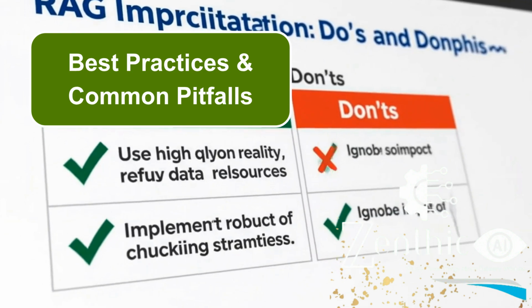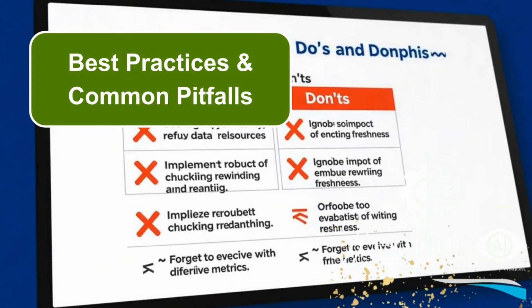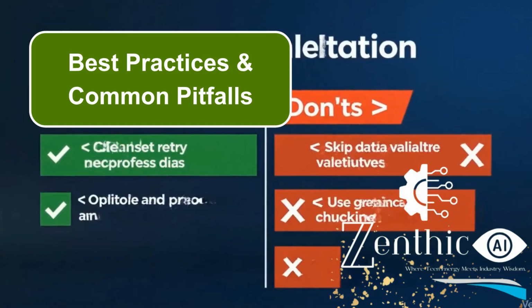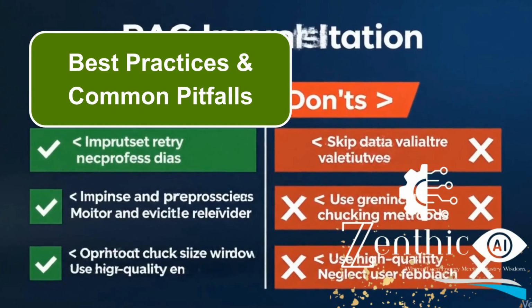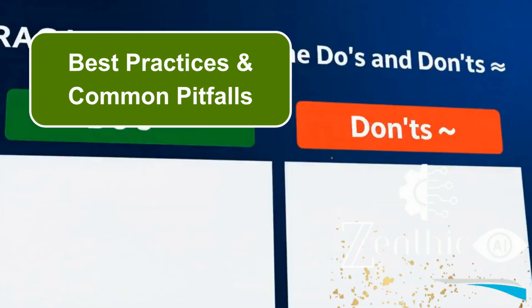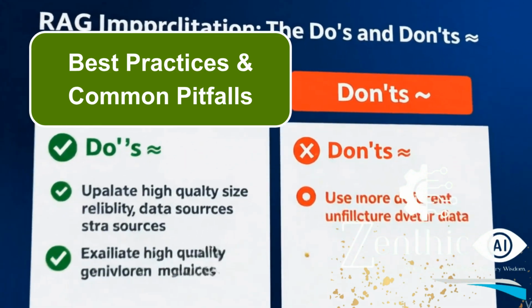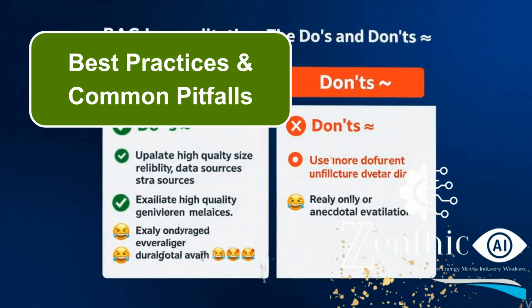A few key things to get right. Use clean and chunked data. Garbage in, garbage out. Keep embeddings consistent across versions. Add citation or source links to boost trust. Cache recent queries to speed up performance. Avoid dumping raw PDFs directly. Don't let your chatbot hallucinate. Always grounded in retrieved data.